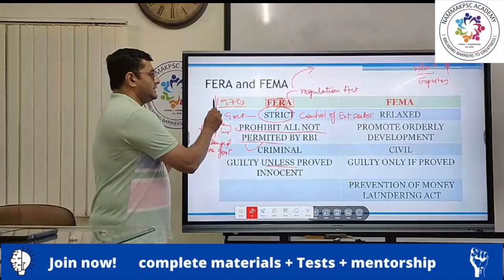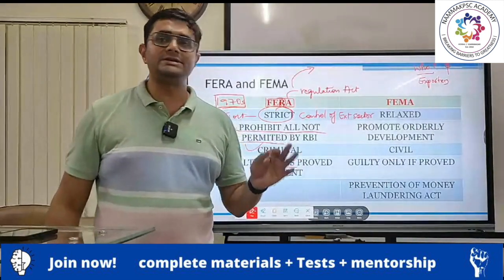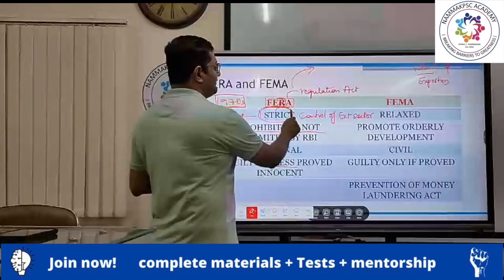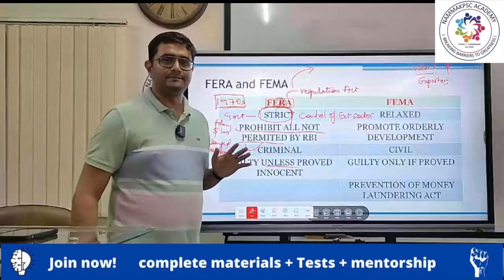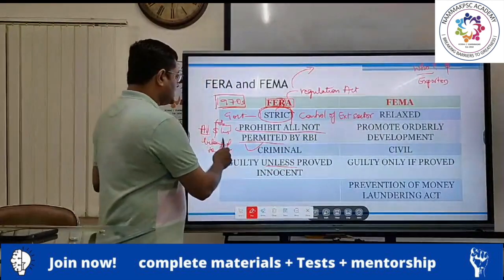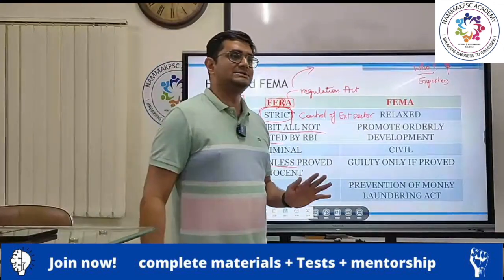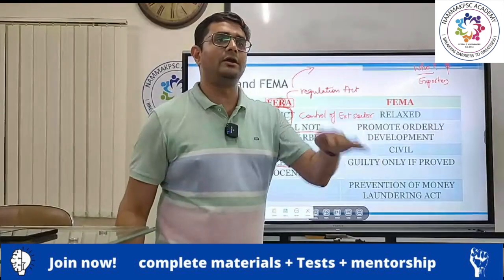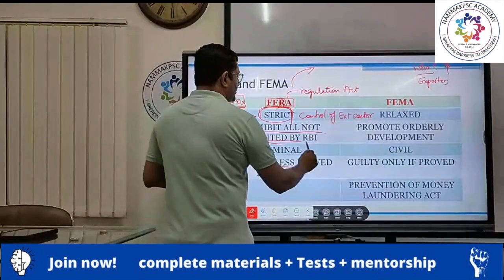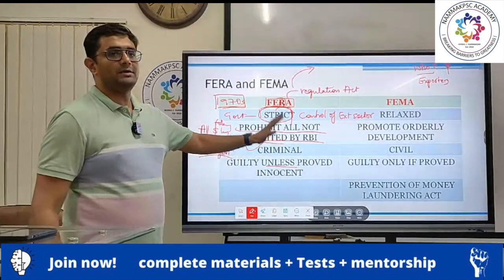So earlier, our external sector was regulated by a law called the Foreign Exchange Regulation Act. It regulated every aspect of the external sector. The government had strict control over the external sector. All foreign currency in India belonged to the government. It had to be surrendered. Why? Because there was a shortage of dollars during this period, the 1970s and 80s. It prohibited all transactions except those which were permitted by RBI.